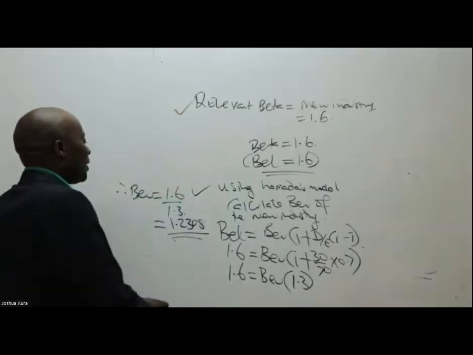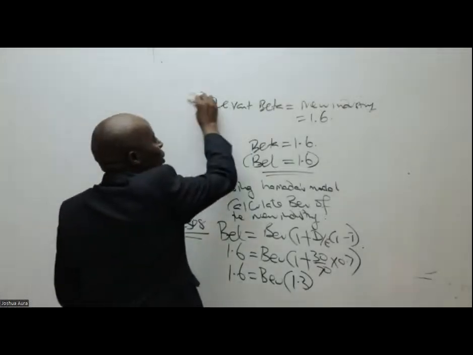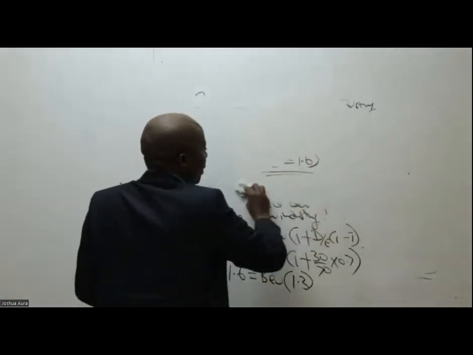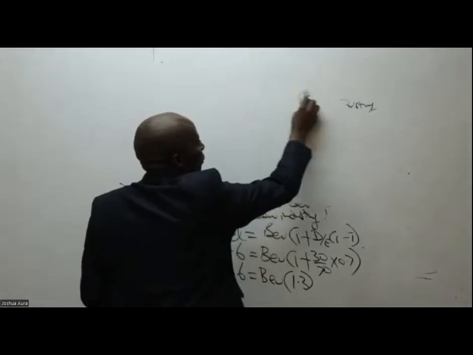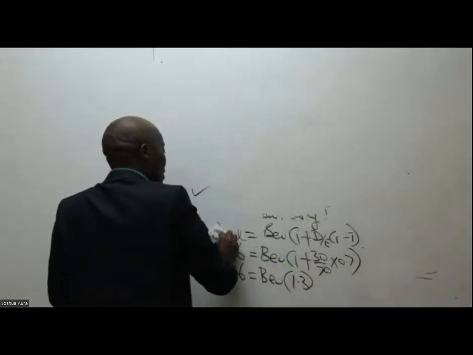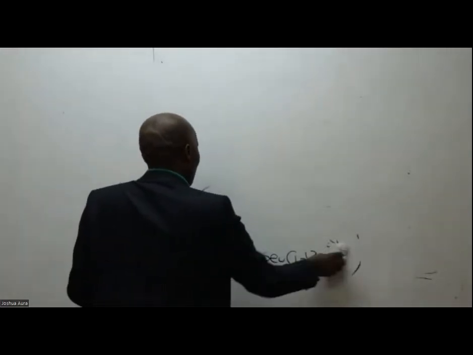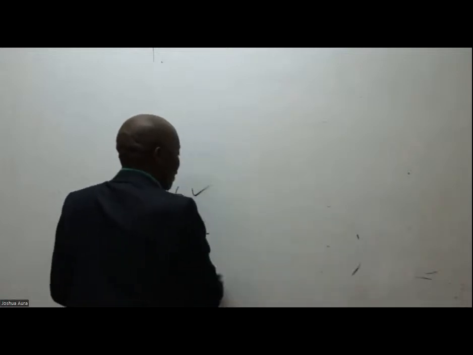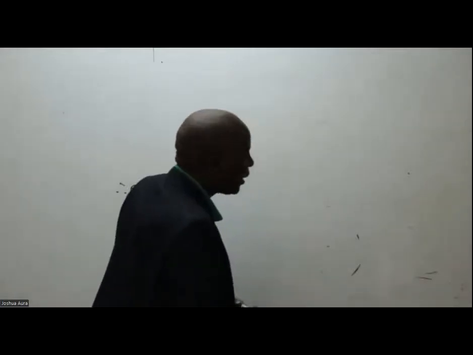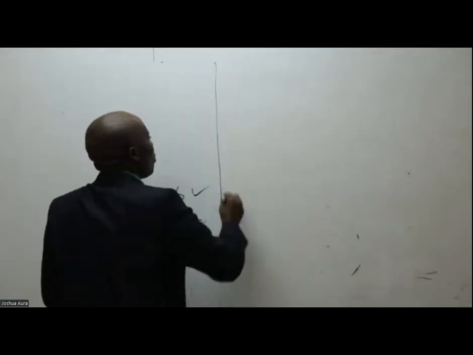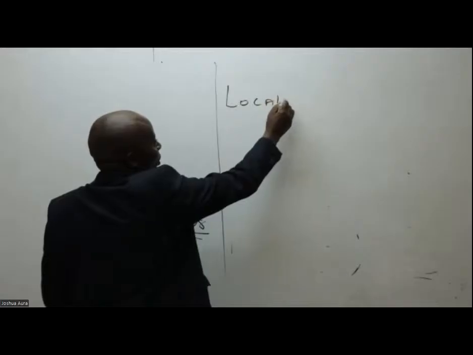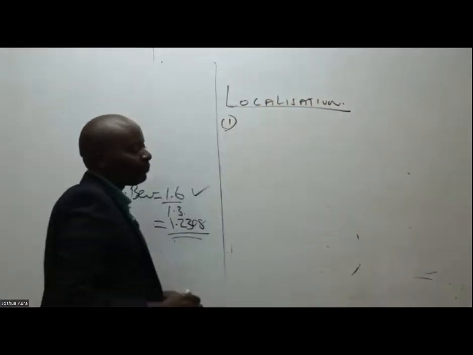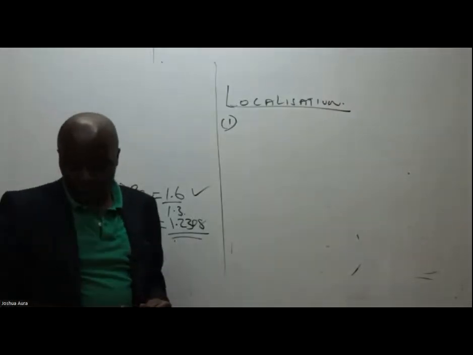So after getting this BEU, now I can apply this BEU of the relevant new industry to the various scenarios given. Now this becomes very easy for me. So I go to the various scenarios given. What I'm doing now here is the localization. So localization, we start with number 1.